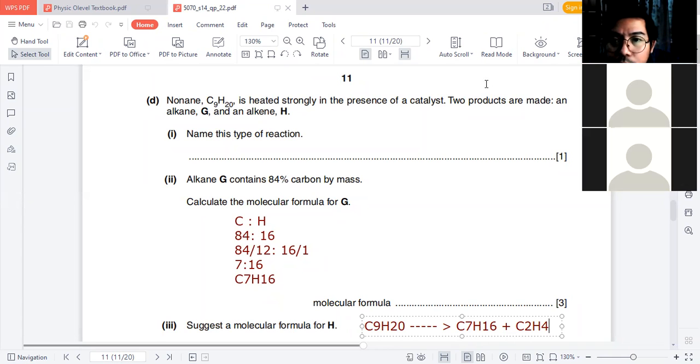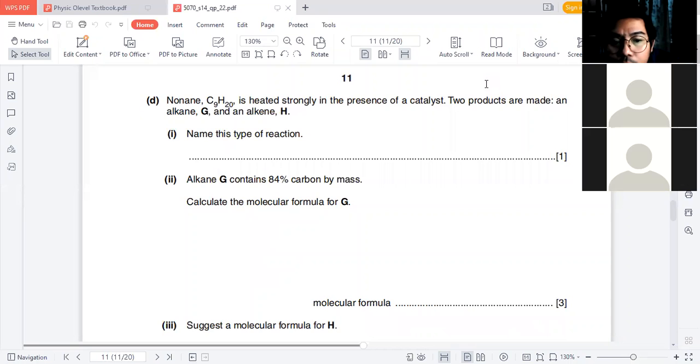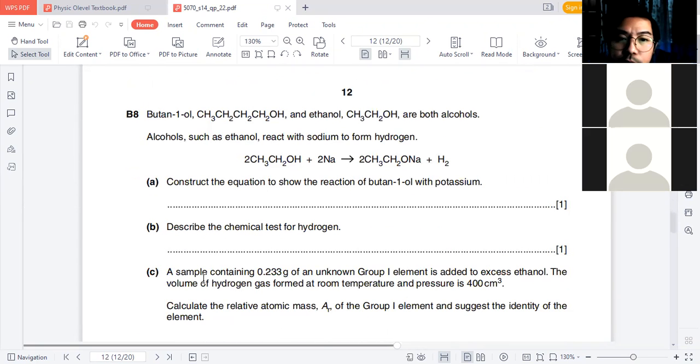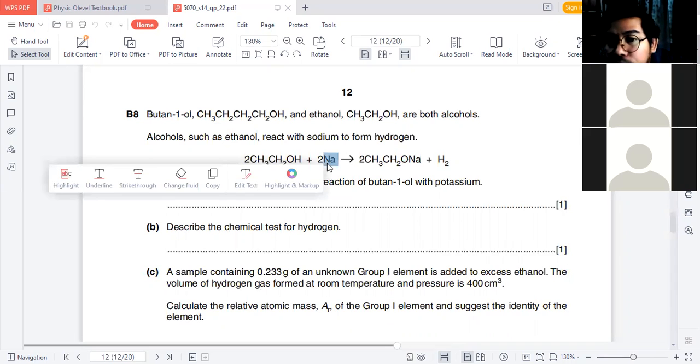Okay, let's move on. Let's clear that off. Now here, same again, construct the equation to show the reaction between butan-1-ol and potassium. It's the same, but you need to change that Na to become K. So is it good?